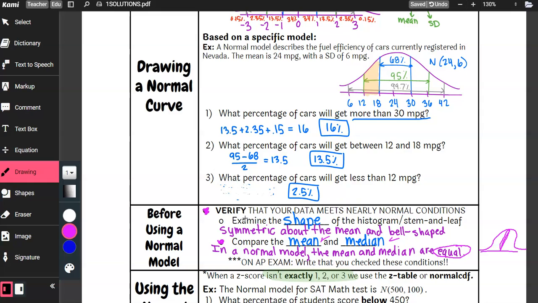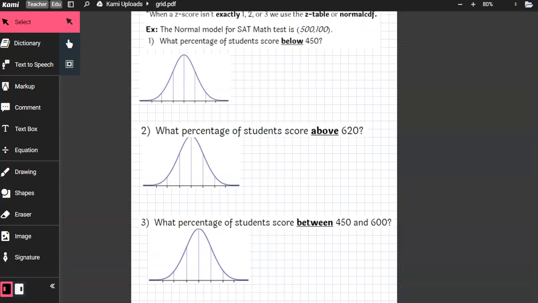On an AP exam, you check these conditions, check for the normality conditions, and then you would use this notation. This capital N lets you know that you're working with a normal model. Okay, and then we have an example that has to do with this SAT math test. Try to do that example on your own, and then we work it out and show you the solution. And I will go ahead and do this example here.